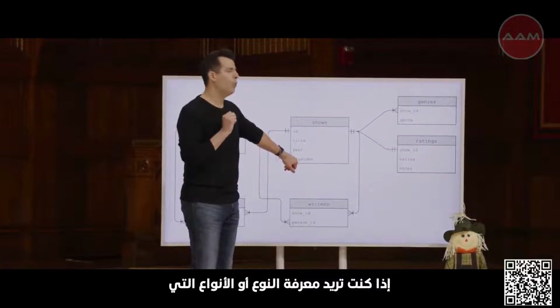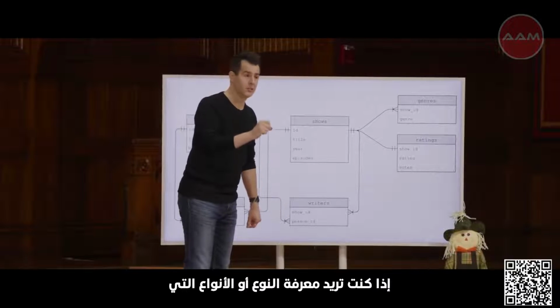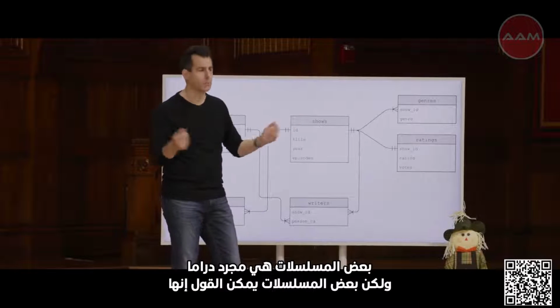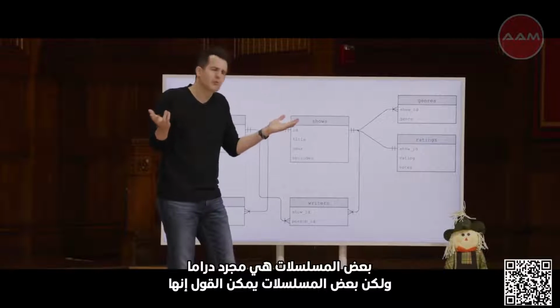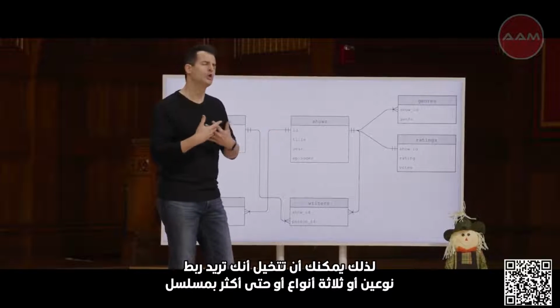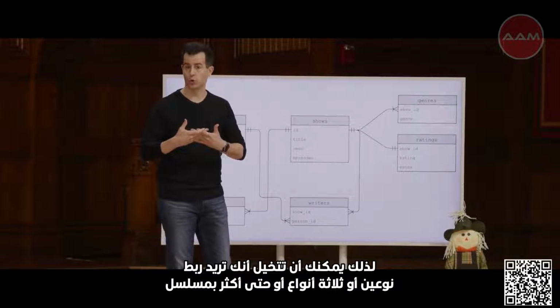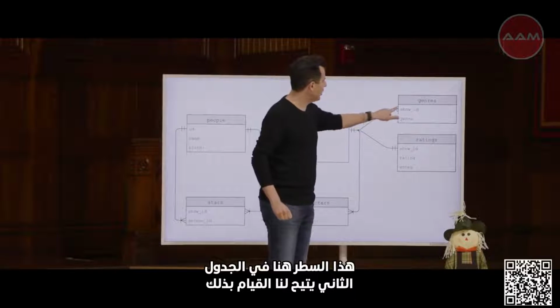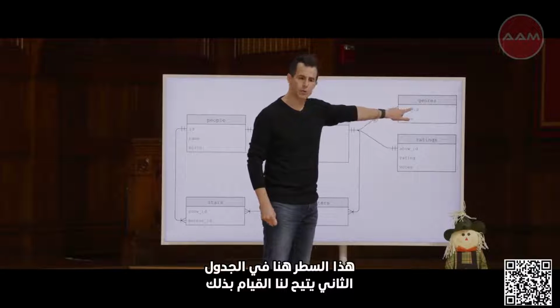If you want to figure out what genre or genres a show belongs to, because some shows are just comedies, some shows are just dramas, but some shows are arguably comedies and dramas depending on the episode or the like. So you can imagine wanting to associate 2 or 3 or even more genres with a show. This line here in this second table allows us to do that.